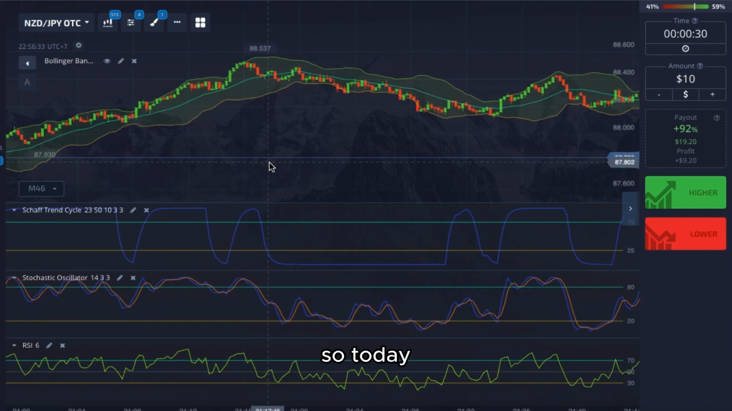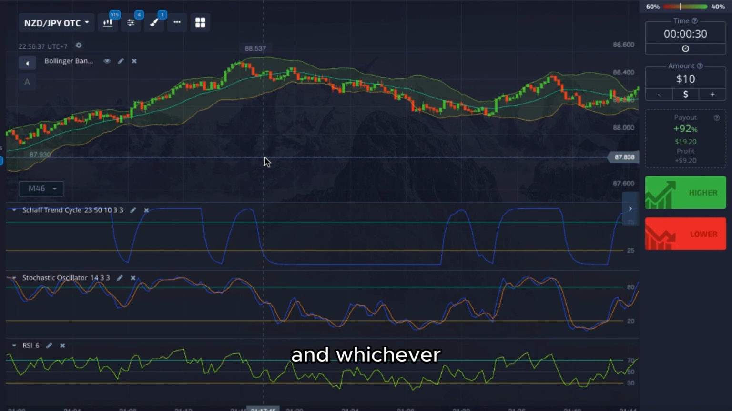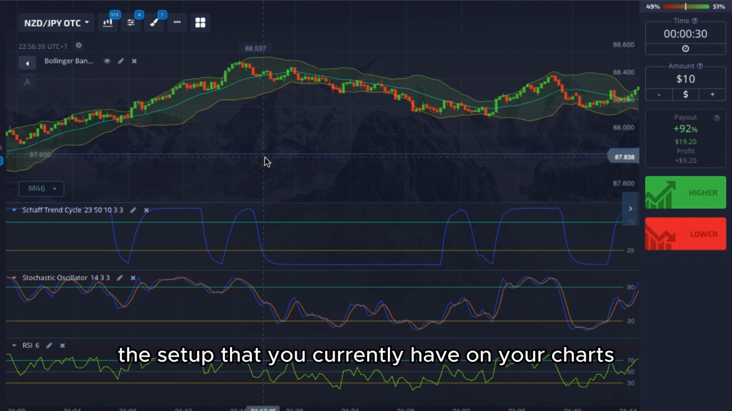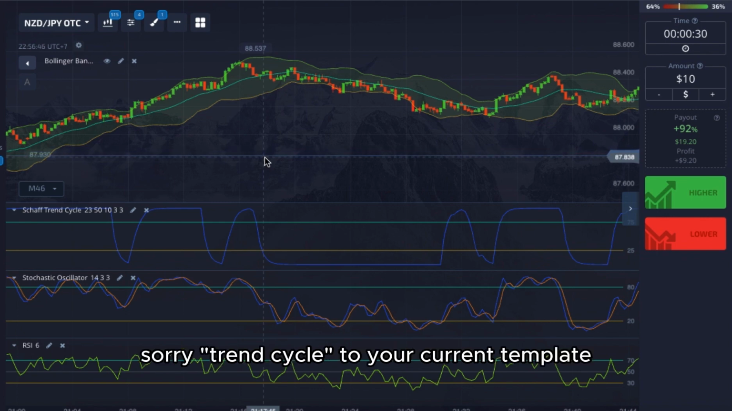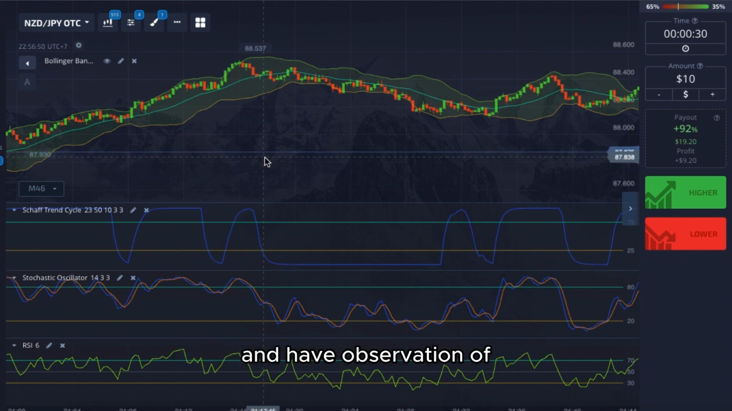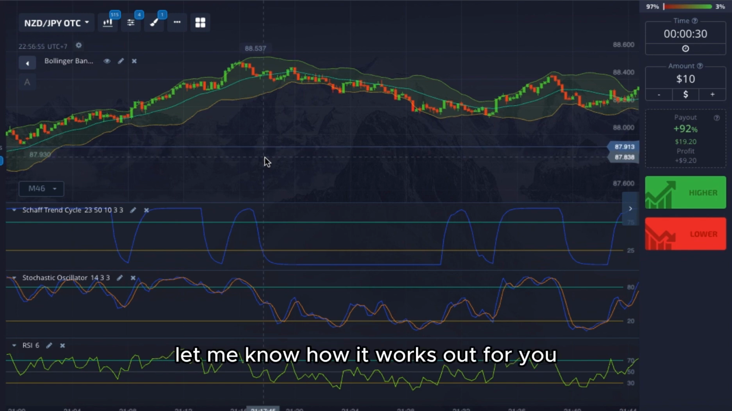So today I hope you found this indicator interesting, and whichever setup you currently have on your charts, I would love for you to pop this Schaff Trend Cycle into your current template and observe how it interacts with your other indicators. Let me know how it works out for you.